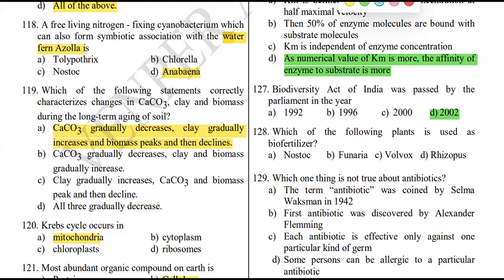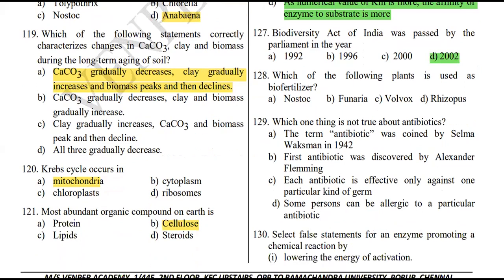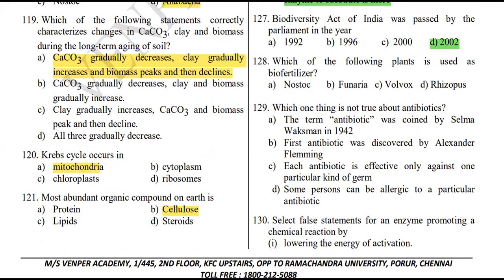Okay, which of the following plants is used as a biofertilizer? Very important. Nostoc, Funaria, Volvox, and Rhizopus. You have to remember which one of these. Okay, listen. Nostoc is the one which is actually used as a biofertilizer. Funaria, we already know, is a bryophyte, Volvox is an alga, and Rhizopus is a fungus, right? Yes. So Nostoc is the one which is used as a biofertilizer.